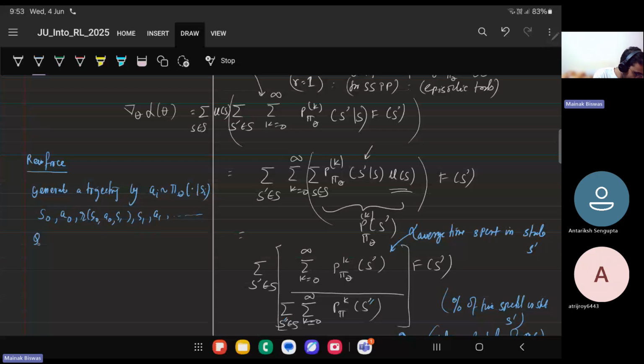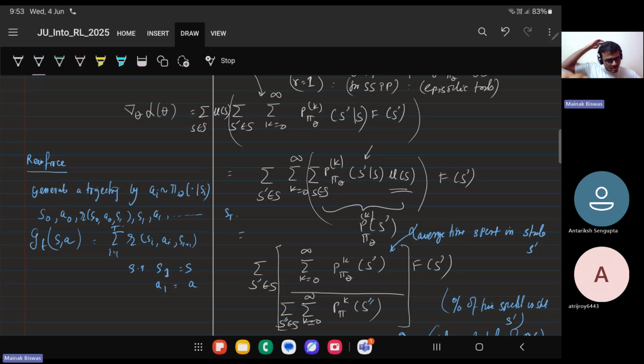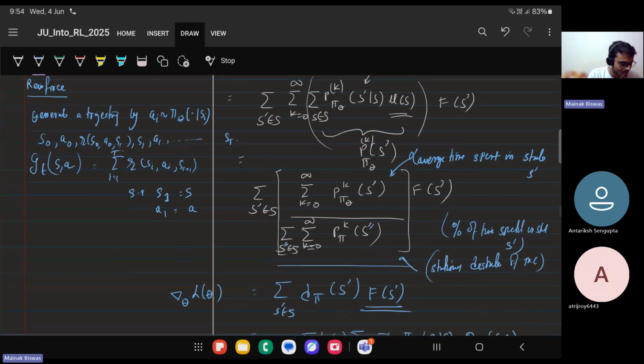So from this, I can have an estimate of G_t for every given state and action. Yes or no? This is just the sum of the rewards, such that S_1 is equal to S and A_1 is equal to A. Correct? I can get this value from the trajectory itself. You can do dynamic programming, get it backwards as well.